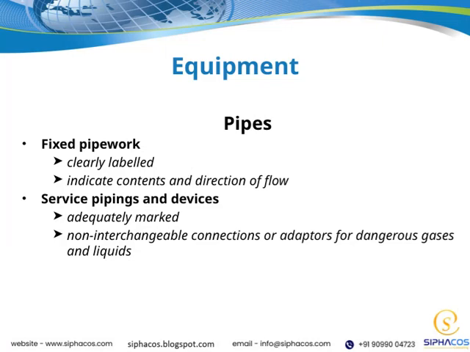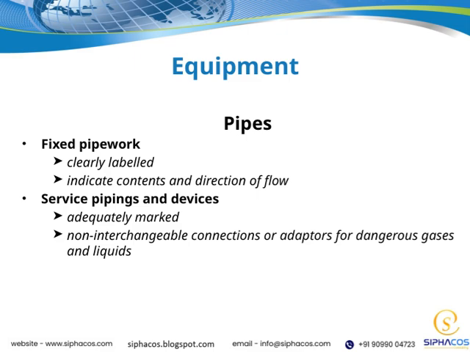Let's talk about pipes on this slide. First, fixed pipework should always be clearly labeled. This means indicating what the pipe contains and the direction of flow, so everyone knows what's happening at a glance. Proper labeling is essential for safety and operational efficiency.